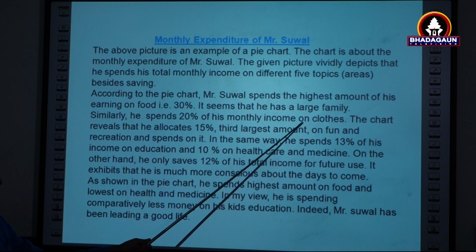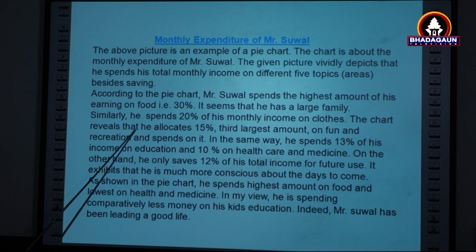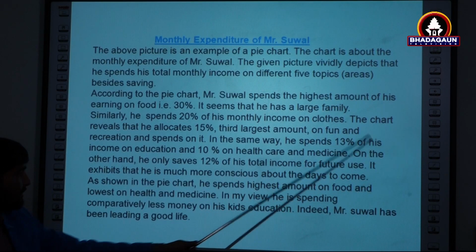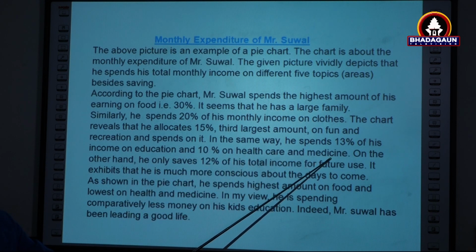You use the preposition on with the topics. The chart reveals that he allocates 15%, the third largest amount, on fun and recreation, you can say entertainment, and spends on it. In the same way, this is a linking cohesive device. He spends 13% of his income on education and 10% on healthcare and medicine.